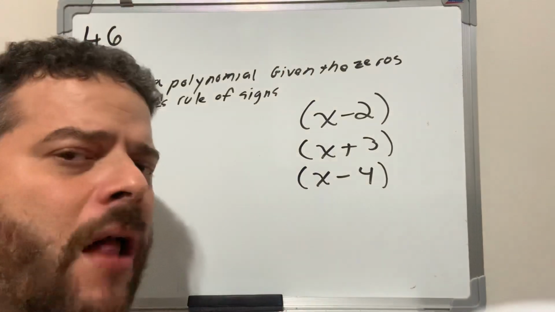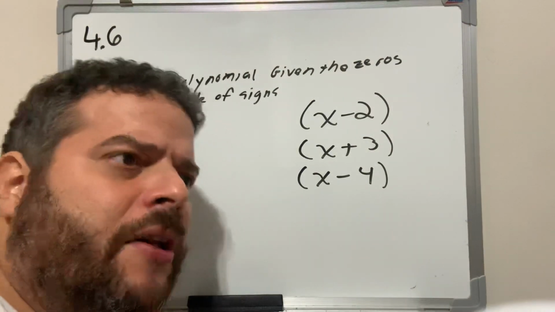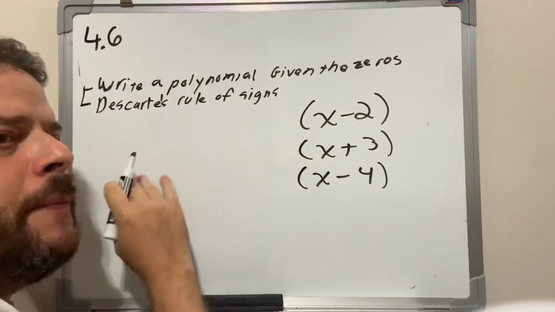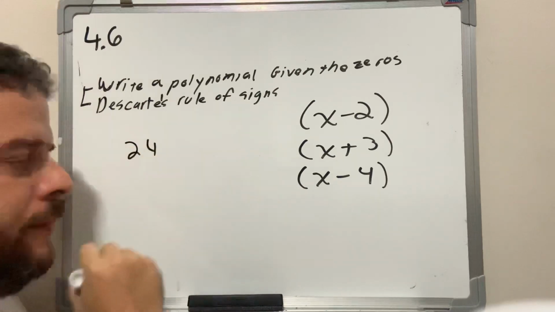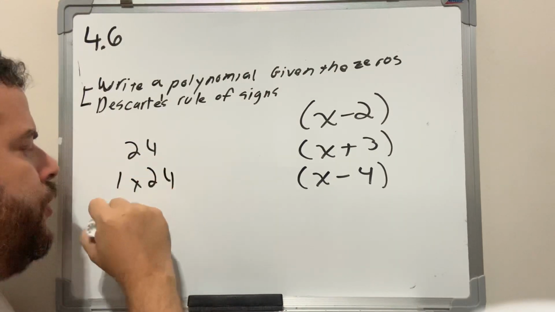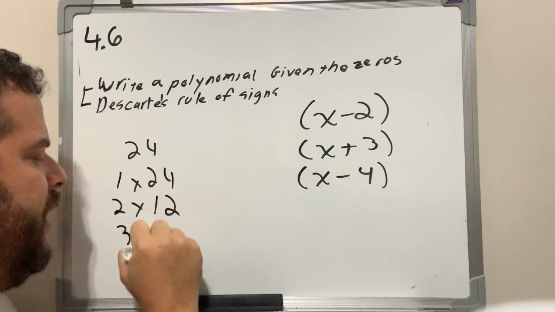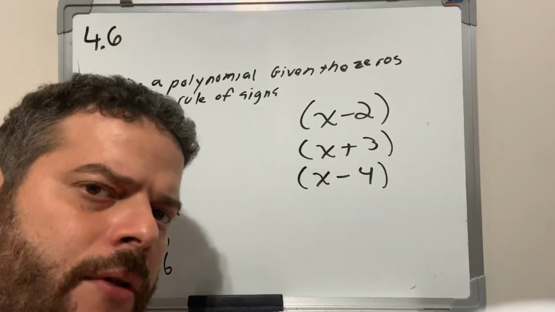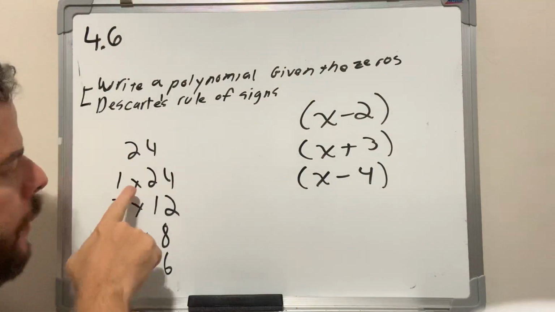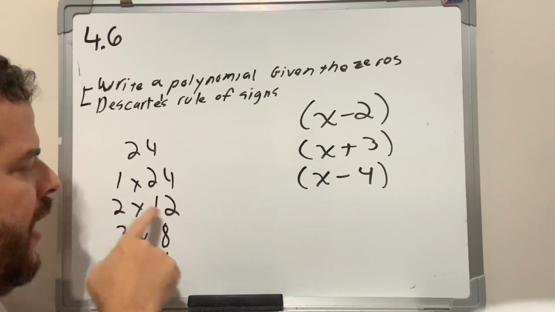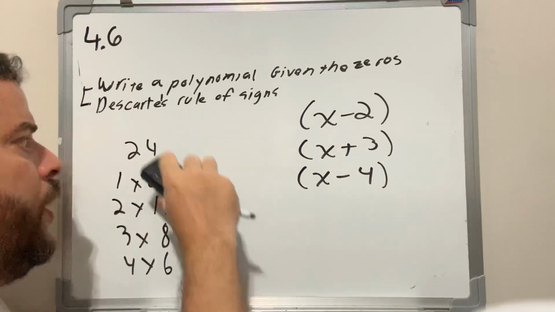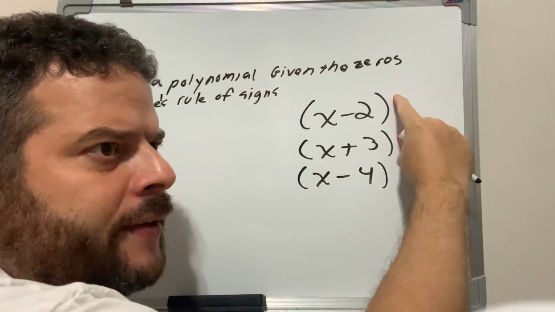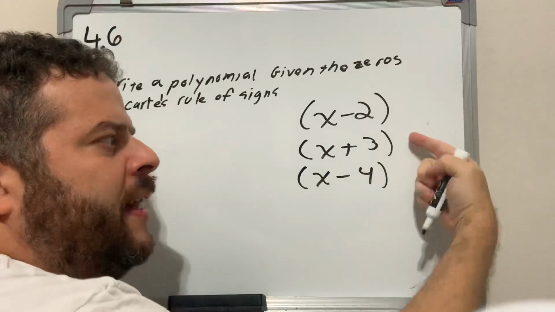Now, how do I find my polynomial? It's quite simple. Let's look at a basic number. If we look at the factors of, say, 24, we have 1 times 24, 2 times 12, 3 times 8, 4 times 6. These are all my factors. So how do I end up with the original number? By multiplying. When you multiply the factors, you get the original number. So what we're going to do is multiply, and the order doesn't matter because it's multiplication. We're going to multiply these 3 factors.